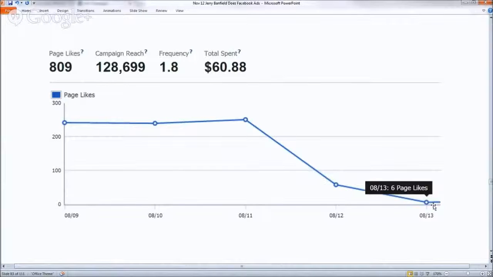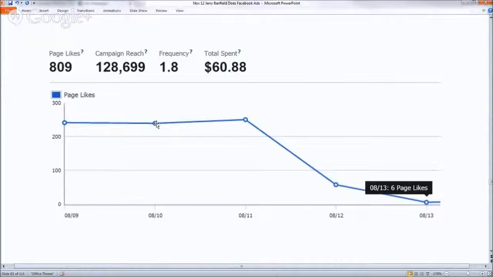6 page likes versus over 200 out of the exact same budget. This is the difference. If you think 6 page likes are worth the exact same as 250 page likes out of the same budget, I'm going to say most of the time that's going to be wrong, at least for the long term in building a successful audience.